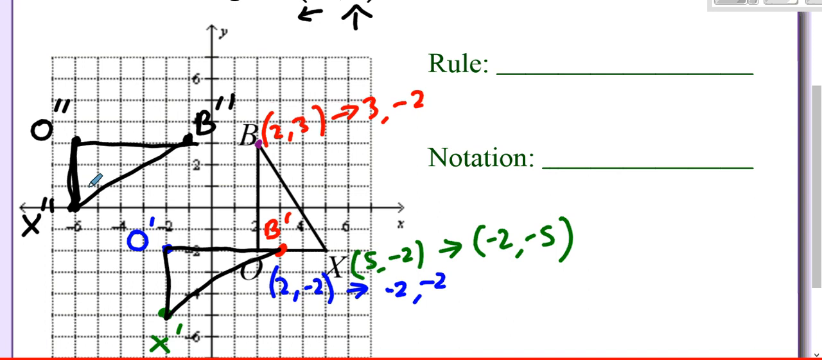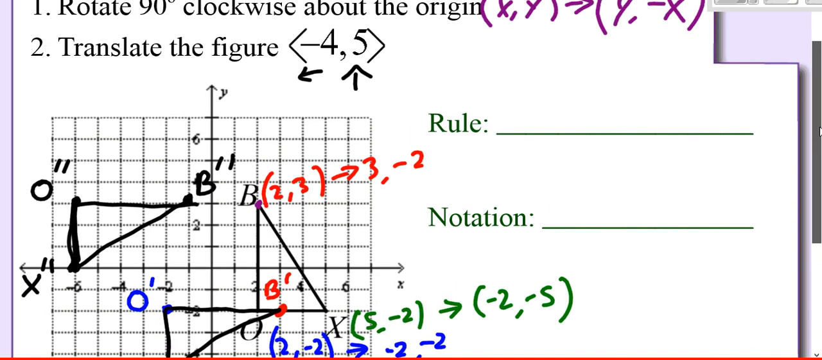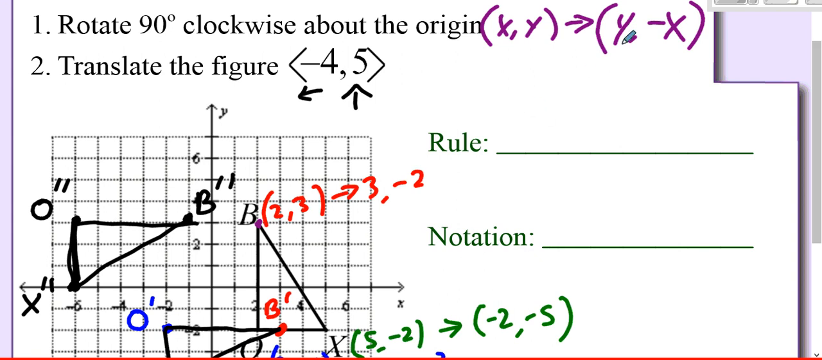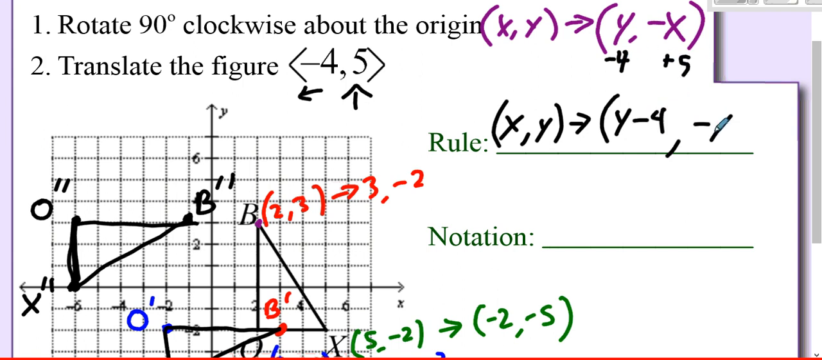So we can put that together with our rule. XY goes to Y, and then we got the -4. So put that all together. And then -X plus 5.